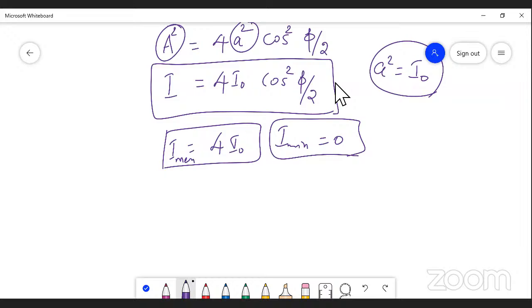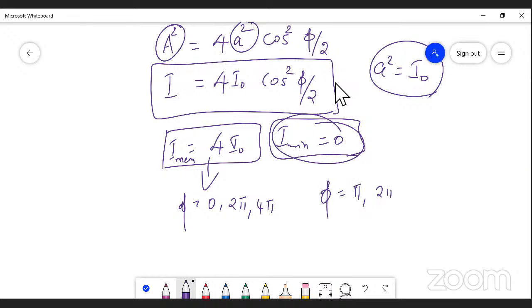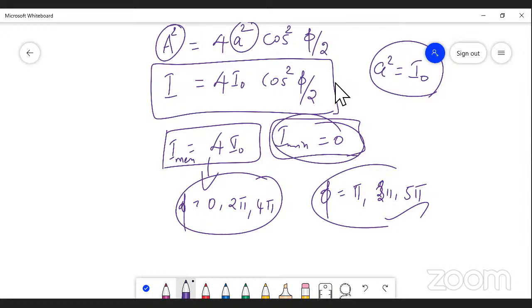If I is maximum, what is the phase difference? When I is maximum, the phase difference phi is equal to 0, 2 pi and 4 pi. If I is minimum, or 0, what are the conditions of phi? Phi is equal to pi, 3 pi and 5 pi. This is an even number, this is an odd number. Just memorize this. These are the conditions of constructive and destructive interference.